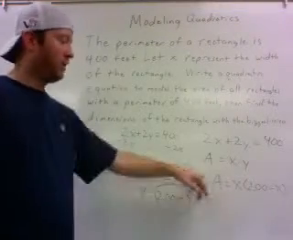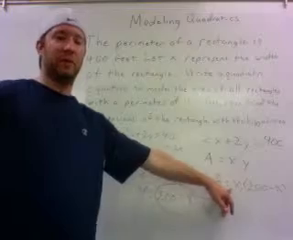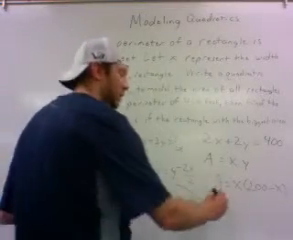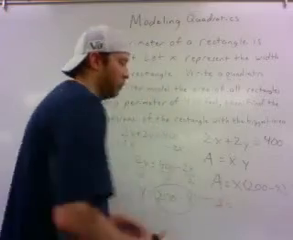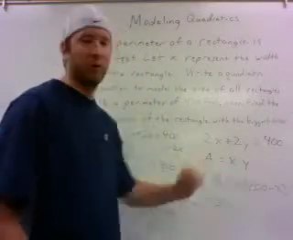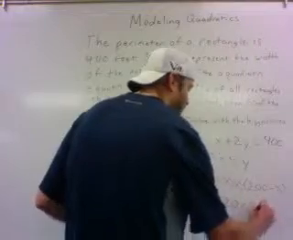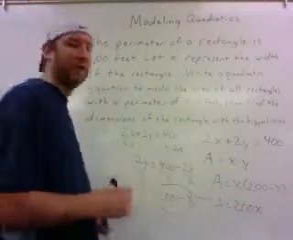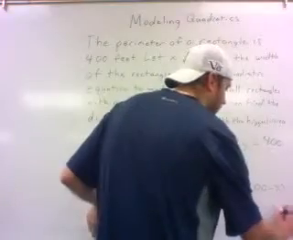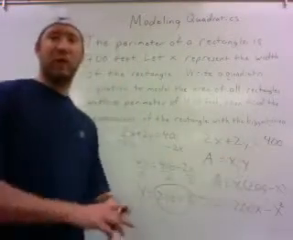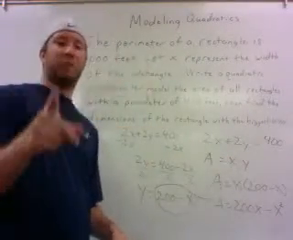Okay? Well, I've got this quadratic that models it. And if I multiply this out quickly, I can kind of see something that happens. A equals x times 200 is 200x. And then x times negative x is negative x squared. So this negative x squared tells me that my parabola is going to open down.